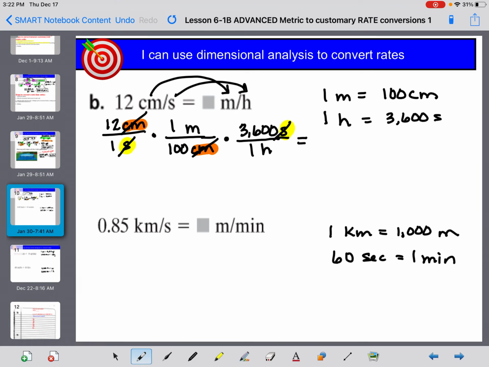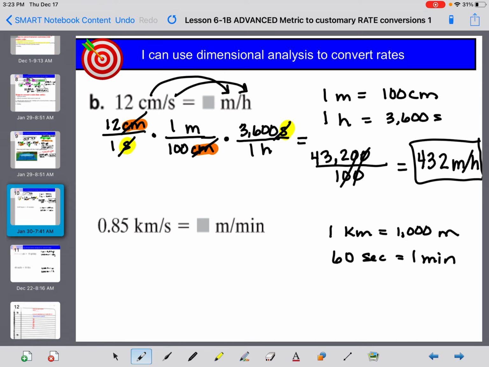Now I'm ready to multiply across. 12 times 1 times 3,600 gives me 43,200, all over 100. When I divide that in my calculator, or just by knowing that these cross off, you get 432 meters per hour. See how you change two rates? All right, the next one.